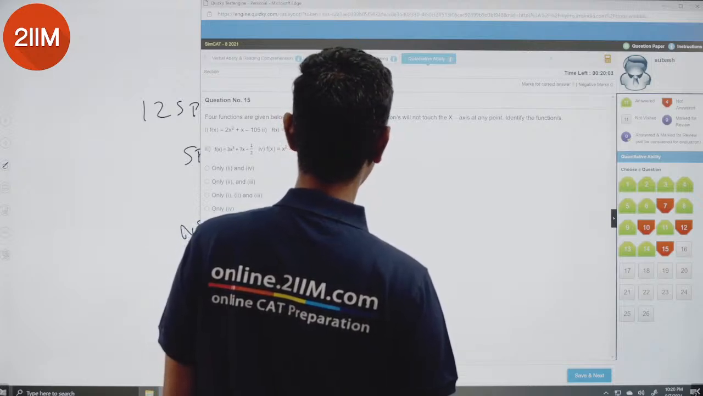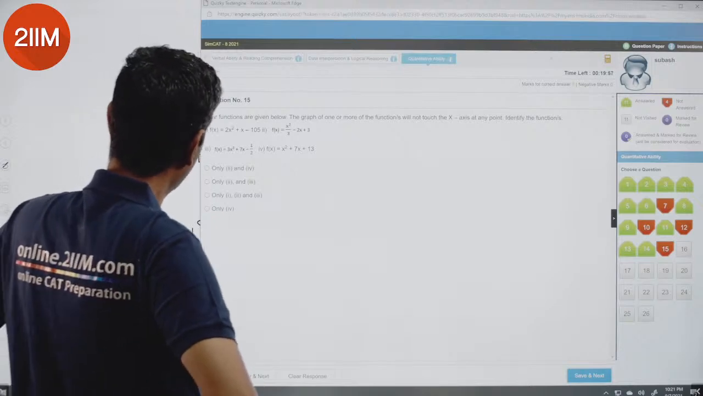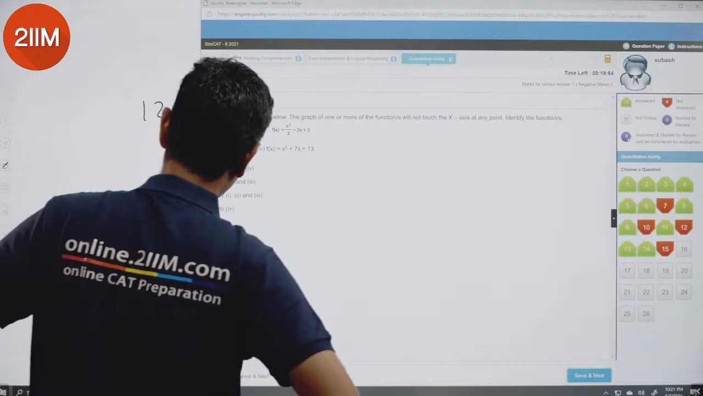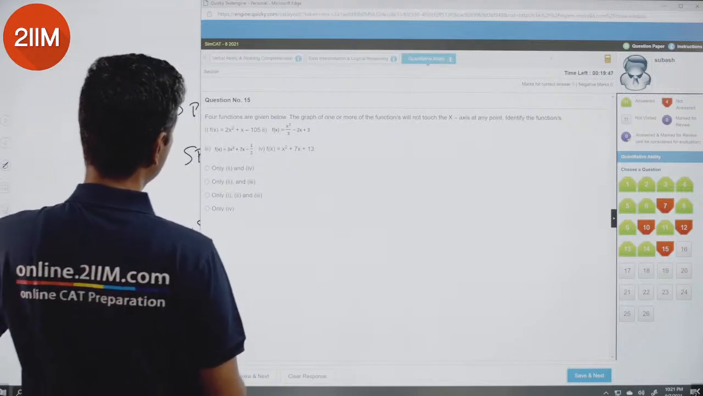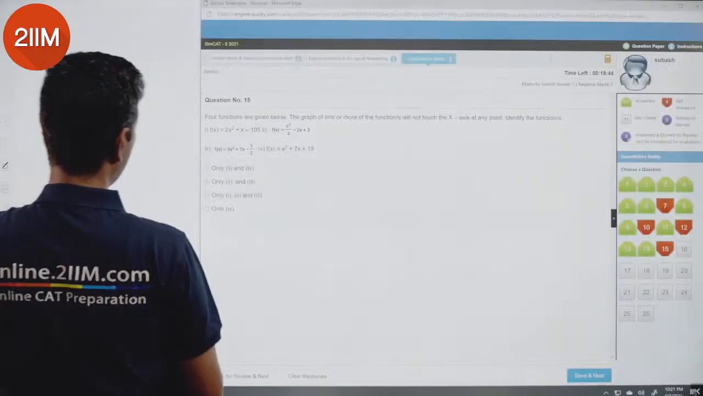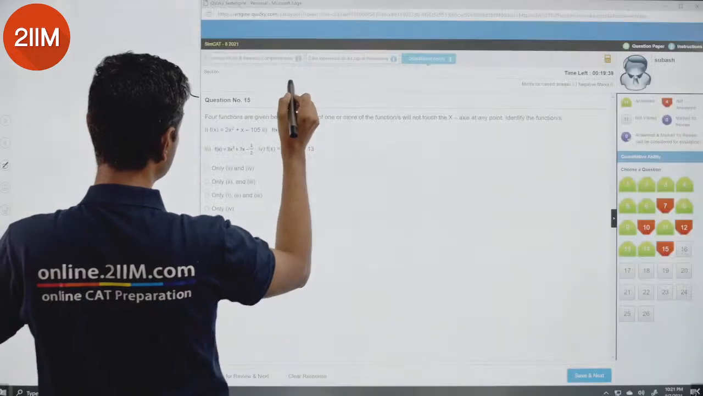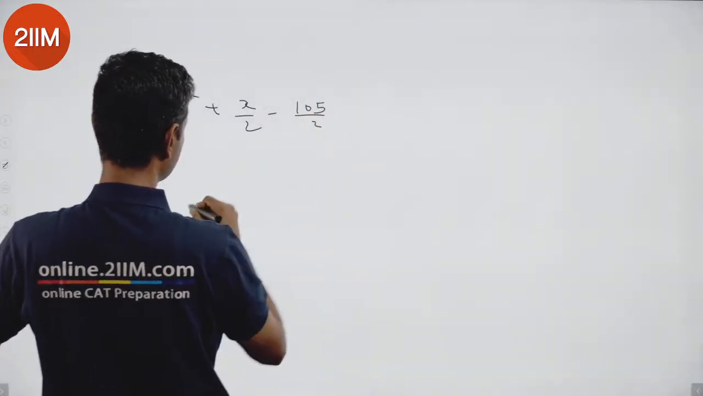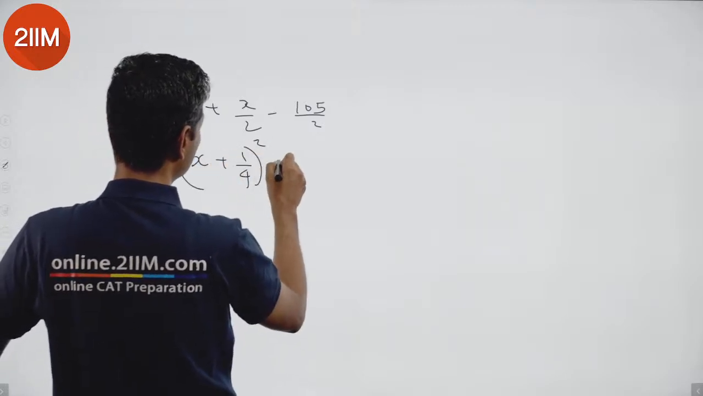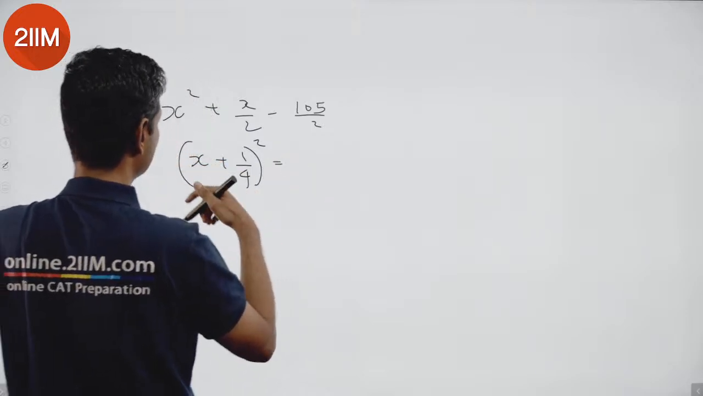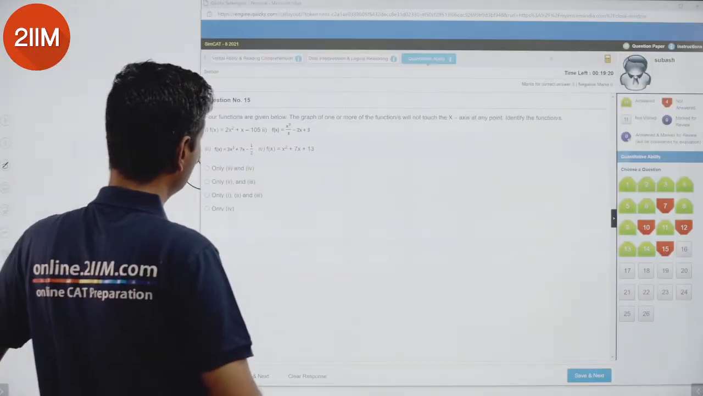4 functions are given below. Graph of one or more of the functions will not touch the x-axis at any point. 2x square plus x minus 105. This is a pain. You just have to complete the squares and see where it takes us. Nothing more than that. 2x square plus x minus 105. X square plus x by 2 minus 105 by 2. X plus 1 by 4 whole square equals some number. This definitely has real roots. If I put y equal to 0, there is a solution.